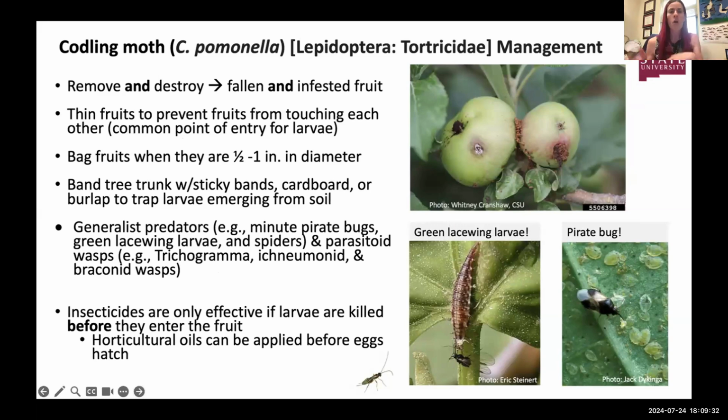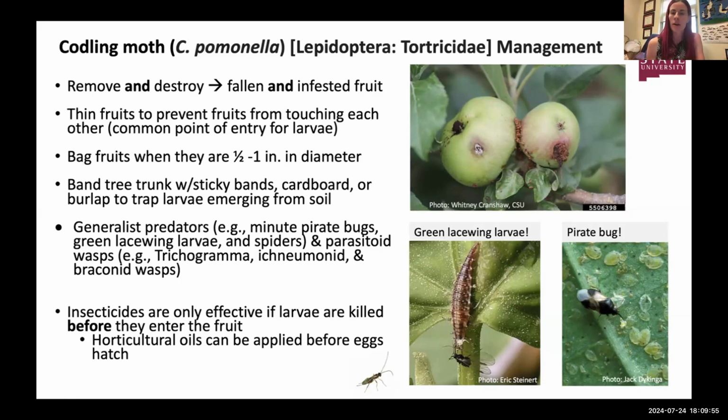If you have a small operation or just one tree, you can bag fruits. So there's this mechanical thing of excluding them where you can actually bag the fruits when they are half an inch to an inch in diameter. You can also band the tree trunk with sticky bands or cardboard. That's that idea of preventing them from crawling up, right? When they pupate, like from crawling up into the tree.